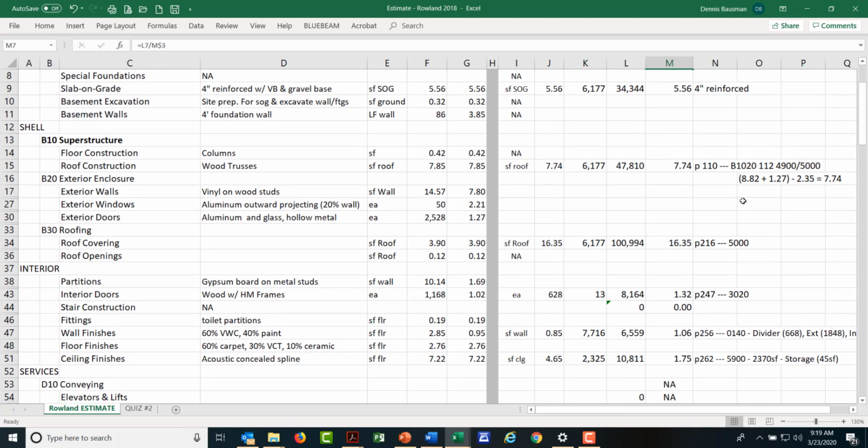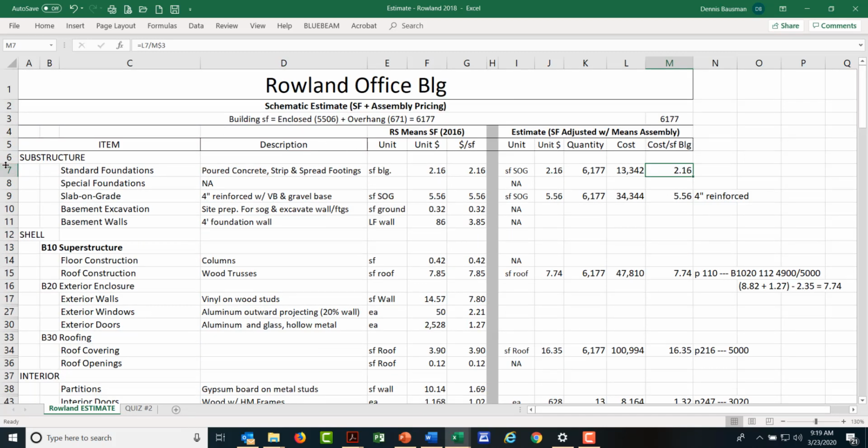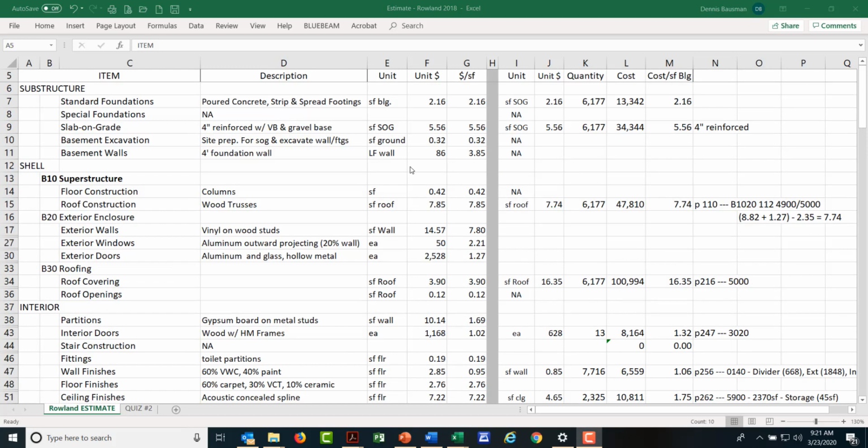All right, now let's take a look at the superstructure. RS Means, and again, let me see if I can hold this for you. I don't want to hold all that. Okay, let's get started again.